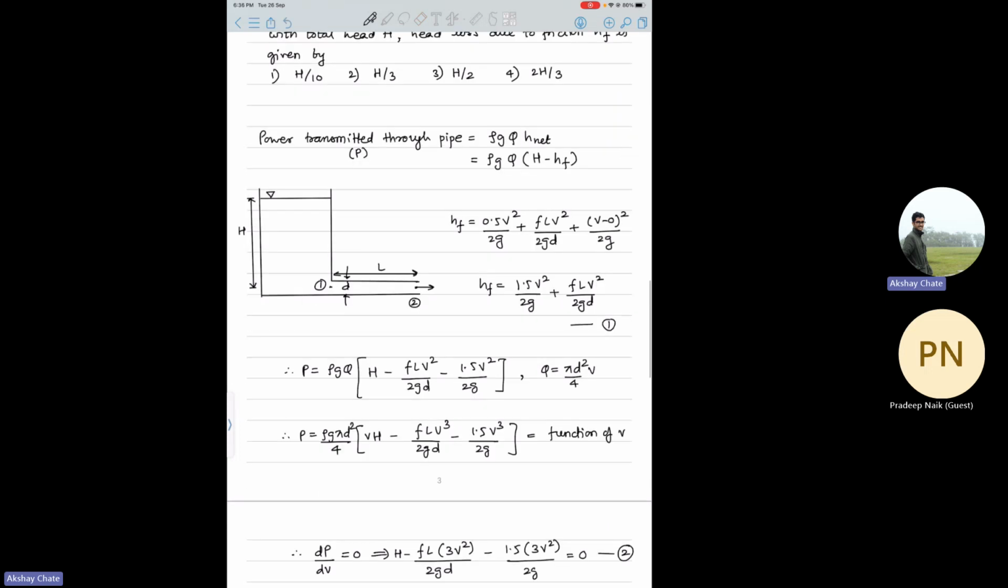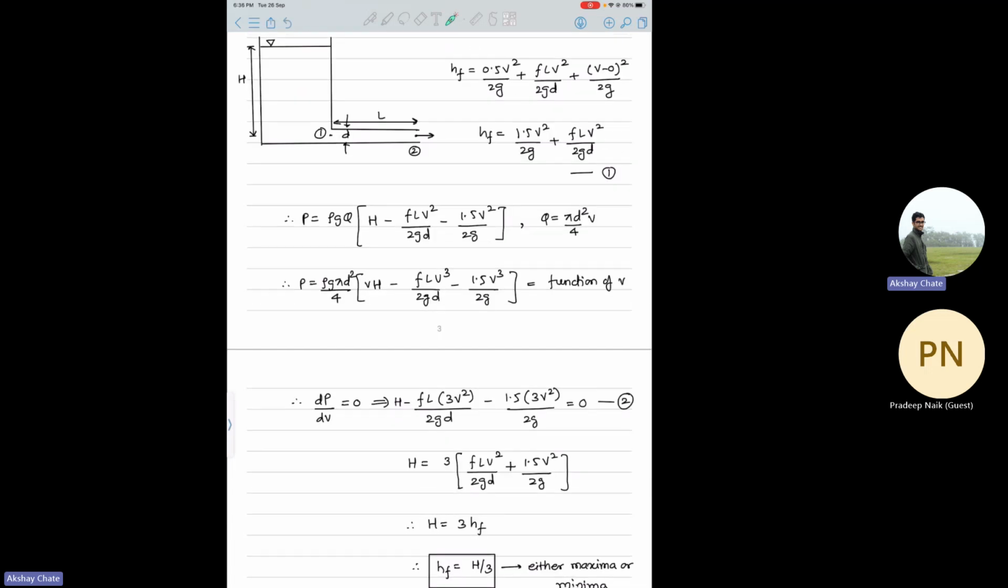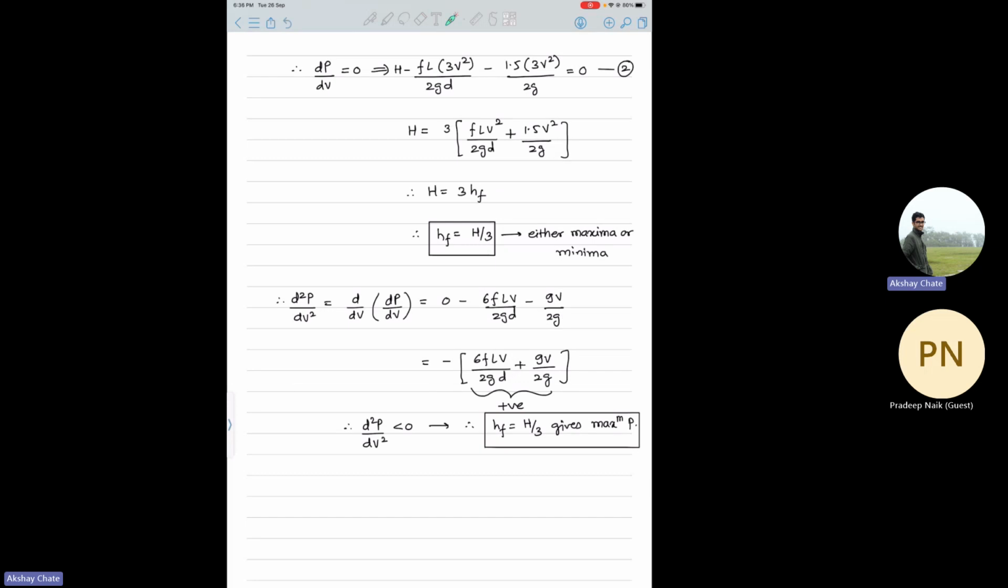It's fine both ways. See, if you neglect minor losses in equation 1, the 1.5 V square by 2g term goes, and the rest of the derivation remains the same. Only these terms will not come. But we have considered them, and then also we are getting the same answer. So this term will not be there, but still it doesn't matter. You should remember that for maximum power transmission, the friction head loss will be 1/3 of the total head loss. Okay, so this is one thing.